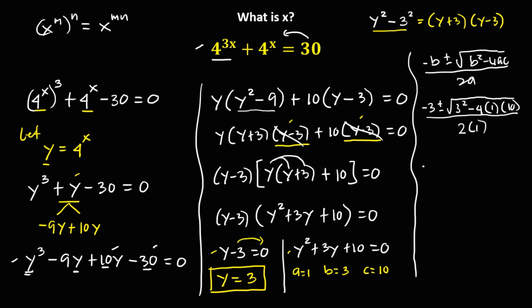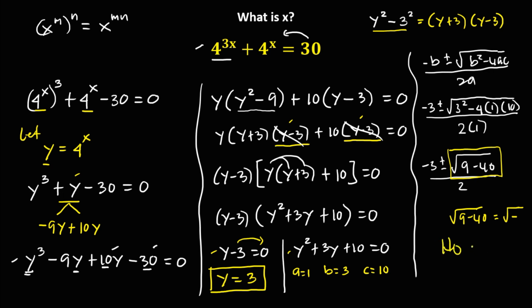Then to simplify, we have negative 3 plus minus square root of 9, this one is negative 40, then over 2. Then observe that from this equation, using the discriminant, that's the square root of 9 minus 40. So the answer is the square root of a negative number, and the square root of a negative number is an imaginary number. So therefore, this equation has no solution. So in this case, we can solve now for x from this y equals 3.